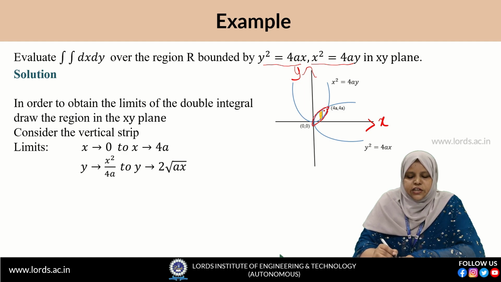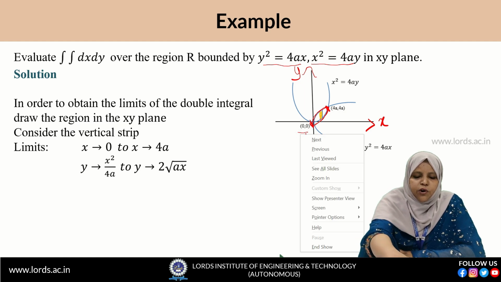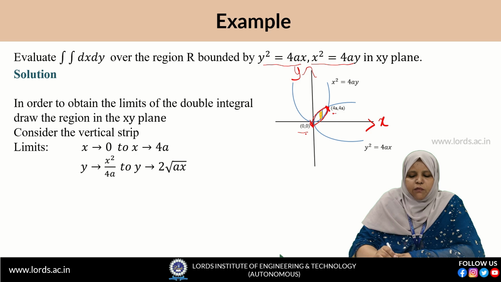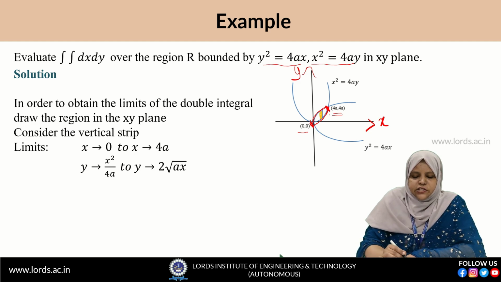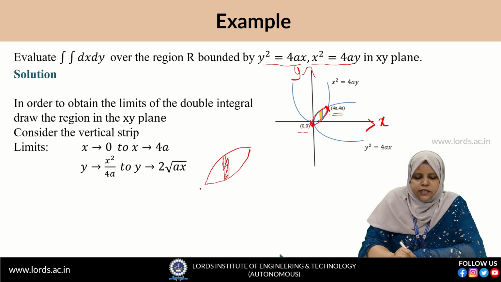Once we get our region, we have to mark the points of intersection. Where they are intersecting, one point is the origin, the other point we are getting is 4a comma 4a. That is, if you solve these two equations, you are going to get this point of intersection. Okay. Now here in this region, this is our region. I have considered a vertical strip. Okay. This end is 0 comma 0 and this is nothing but 4a comma 4a.